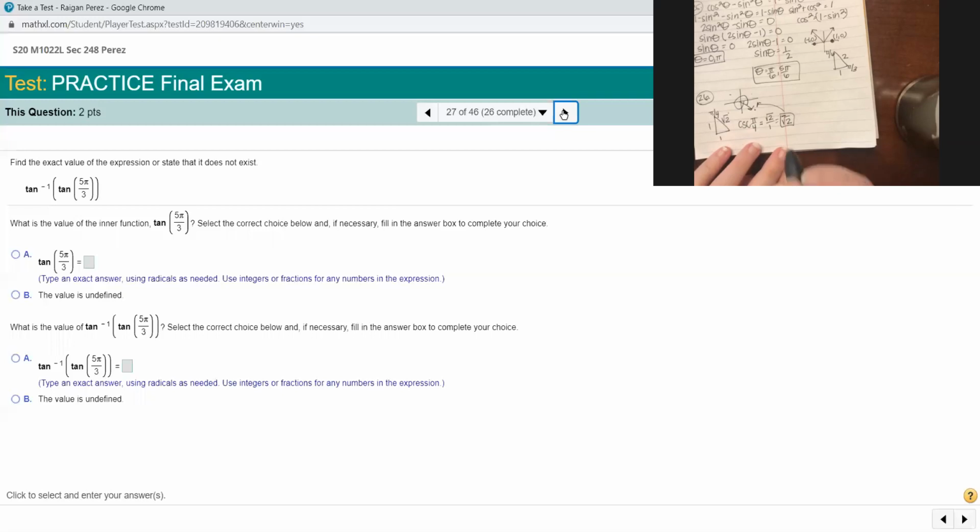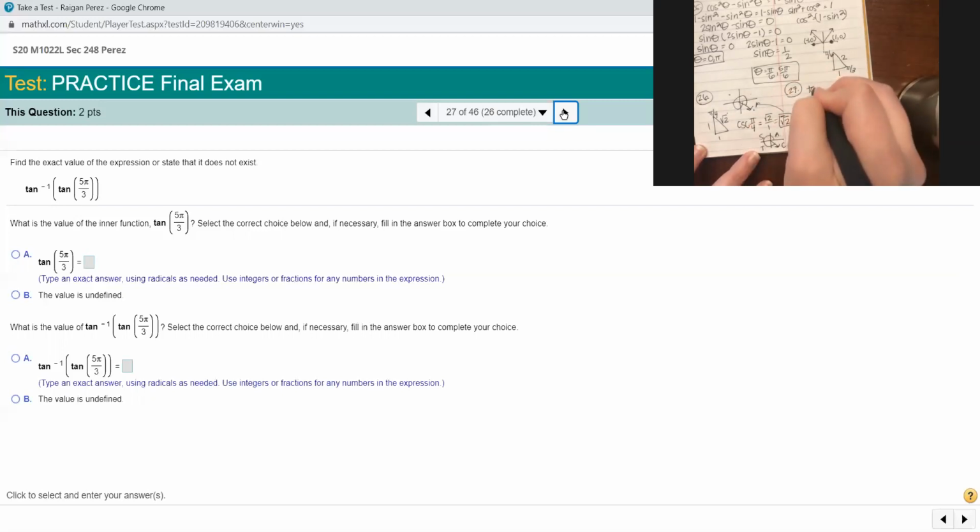All right, 27. Let's see if I can fit it right here. Okay, tangent inverse of tangent of 5 pi over 3. What is the value of the inner function? So 5 pi over 3. 3 all the way around will be 6. So it's going to be in quadrant 4. All students take calculus. I know it's going to be negative. So tangent of 5 pi over 3 is negative.